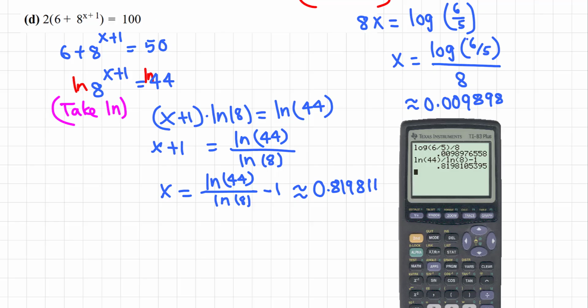For part C we had this exact solution, and when we put it in our calculator as log, we get this. And for part D, when we do ln 44 over ln 8 minus 1, we get this. And we need to round to 6 decimal places. Okay, final.